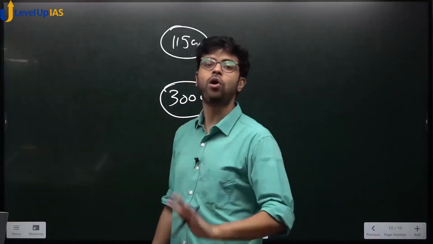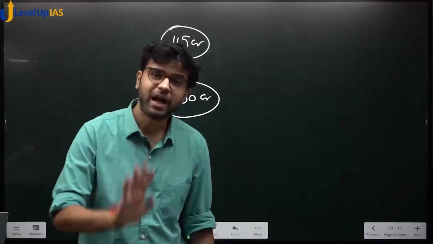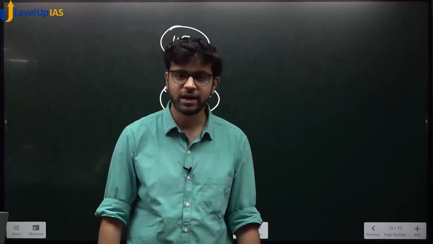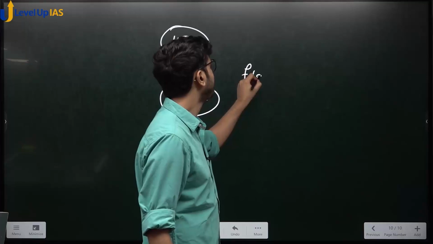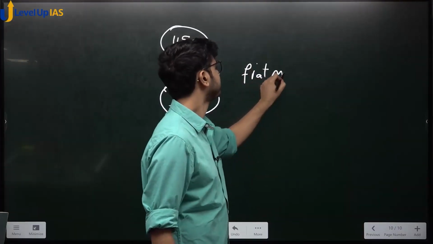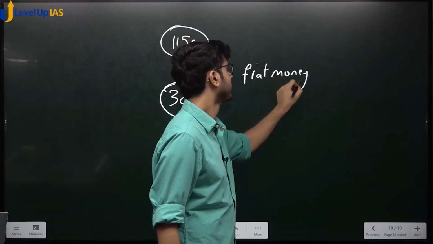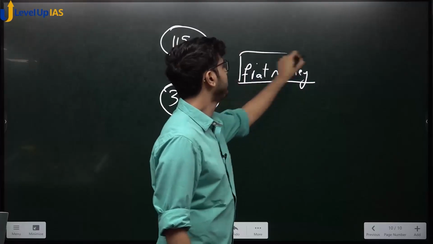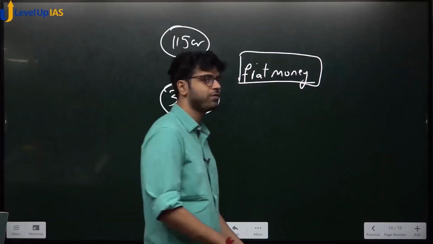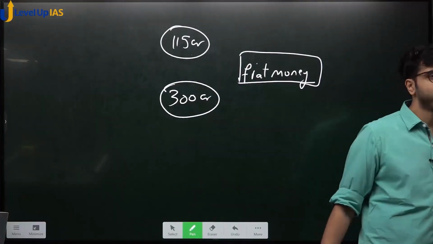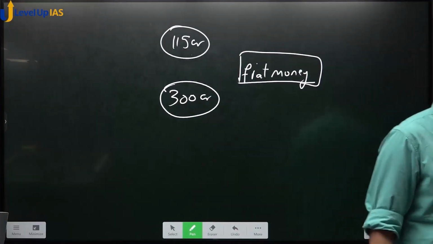Any money which is not backed by reserves, it is valid. I am not saying it is not valid. Any money which is not backed by reserves is called fiat money. Fiat. This actually I wanted to cover in the money supply chapter, but since we are talking about printing currency, issue of currency, we are talking about fiat money. Okay?